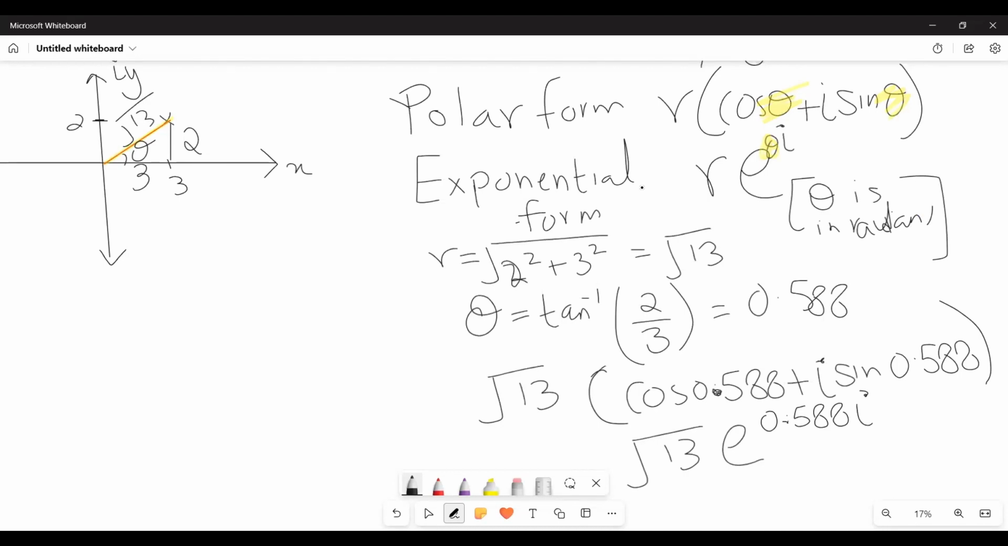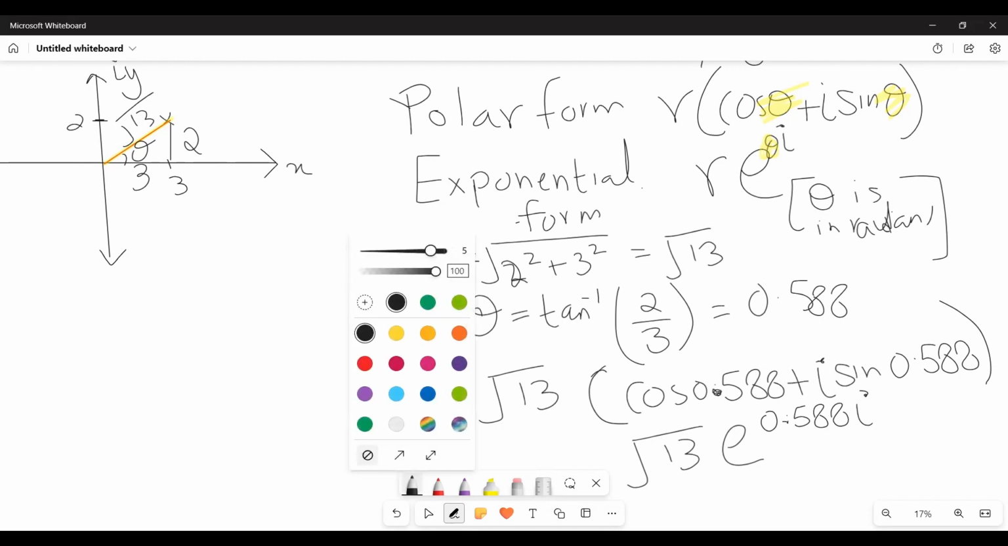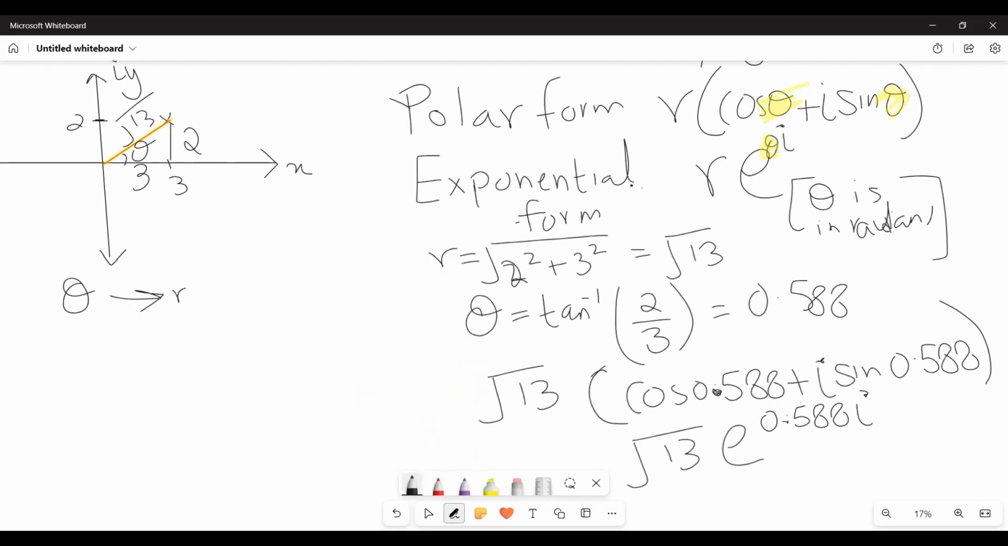So you might be asked to change it into polar form, you might be asked to change it into exponential form. So all you need to do is find R and theta. अच्छा, अब theta की थोड़ी properties होती हैं. Theta is in radians. And theta has to be a value between pi and minus pi.